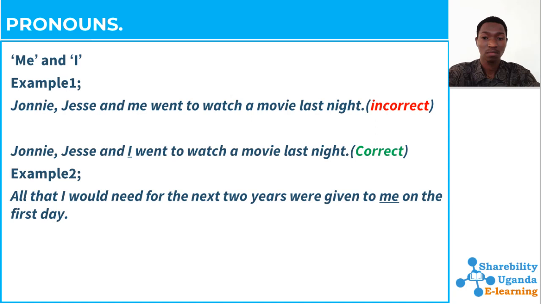Johnny, Jesse, and I went to watch a movie last night. And example 2. All that I would need for the next 2 years were given to me on the first day. The pronoun me is used here because it is the object of the sentence that is receiving the action.